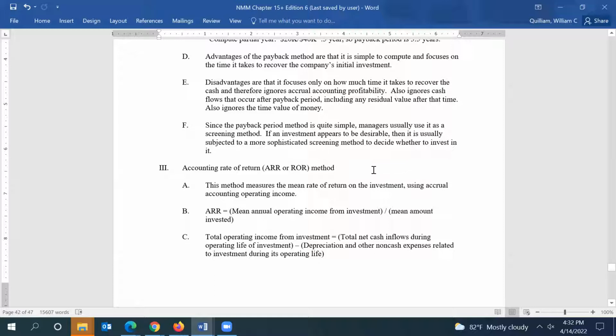Well, let's go to the one method that considers not cash flows directly, but financial accounting income. And that's the accounting rate of return method. All these acronyms in business, it's usually abbreviated as ARR, and in fact will be in your finance textbook. Or this book abbreviates it ROR, which is kind of unique. I guess they just wanted us to learn a new acronym. But we see this method measures the mean rate of return on the investment using accrual accounting operating income. So financial accountants like it.